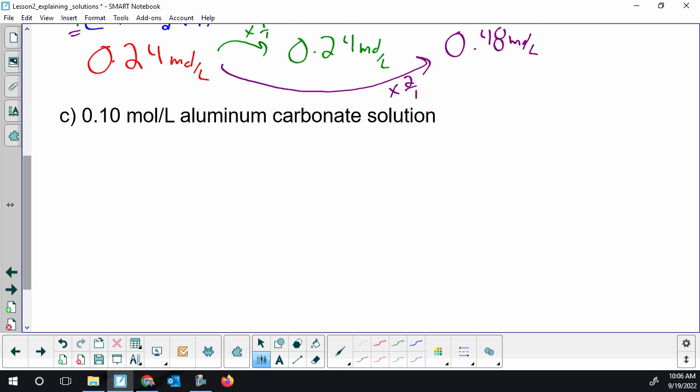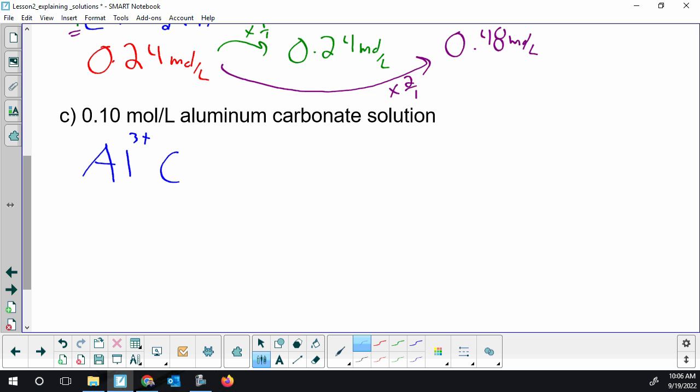0.1 mole per liter, aluminum carbonate. We're going to have to do a little lowest common multiple to get our subscripts here. We have an aluminum from group 3. Now it's a metal. It's about as far over as you can get and become a metal without dropping lower in our periods. Aluminum is a 3+ charged metal.